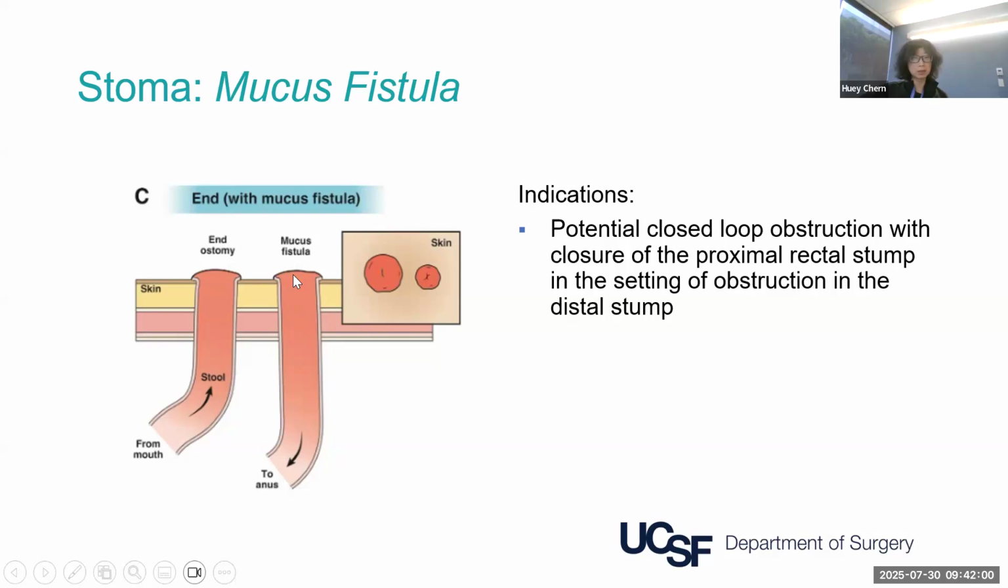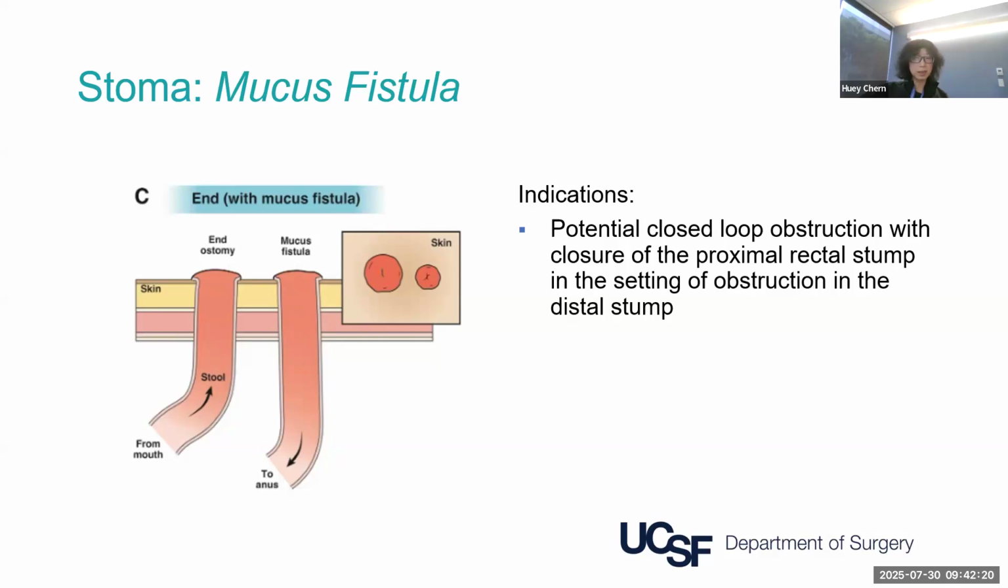I think the main reason we would sometimes create this mucus fistula is if there is distal obstruction. If we don't vent that distal limb, it can be a closed loop bowel obstruction. So that's what a mucus fistula is.